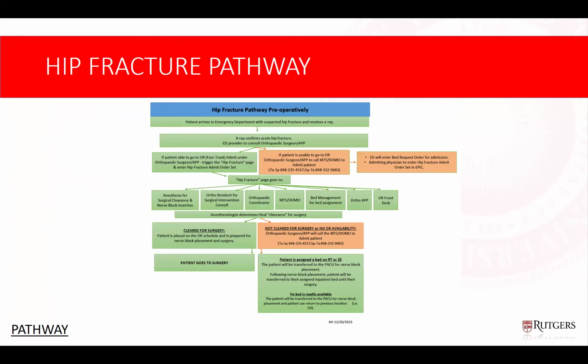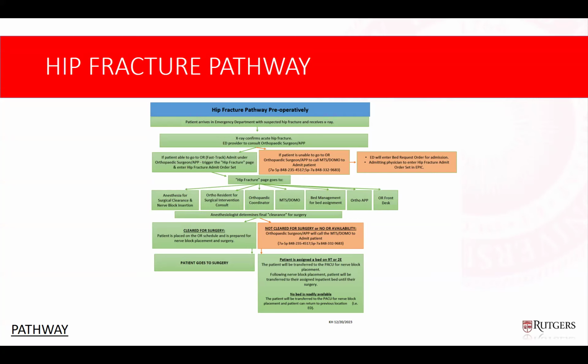So I'll introduce this briefly. If you've never seen this before, this is our hip fracture pathway that we've developed. I won't go through every little box, but the general trend is a patient comes to the emergency department, gets an X-ray, and it shows a hip fracture. The orthopedic resident is contacted and activates the pathway. The hip fracture page then goes out to all the stakeholders: anesthesia, the residents, the orthopedic coordinator, the medical team, bed management, the ortho APNs, and the OR desk.